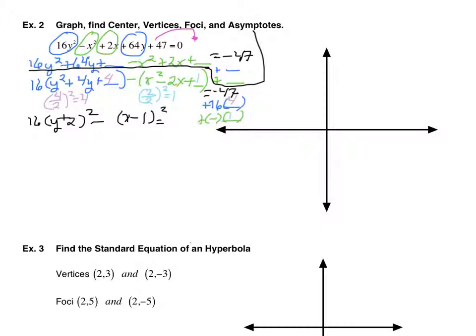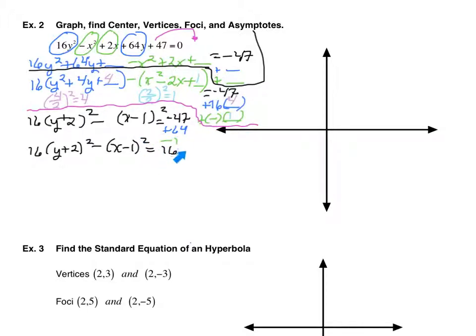Equals, and then this time I'm going to split it with a purple line. So equals negative 47. And then what's 16 times 4? So plus 64, and then negative times a 1 is a negative 1. So adding those three together, what do you get? 16. So we get 16 times (y plus 2) squared minus (x minus 1) squared equals 16.